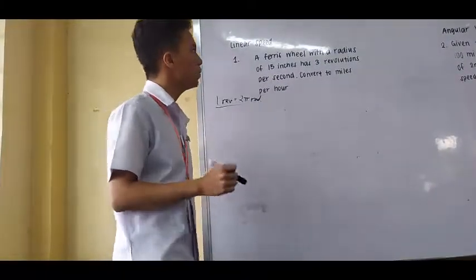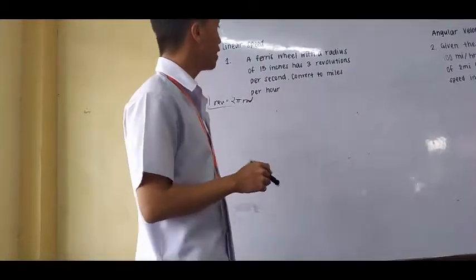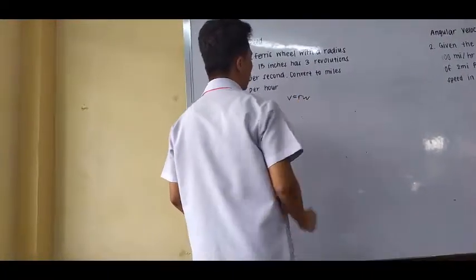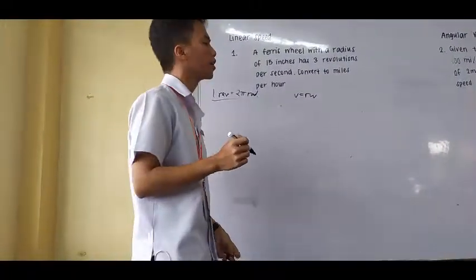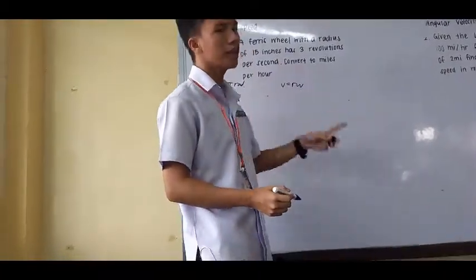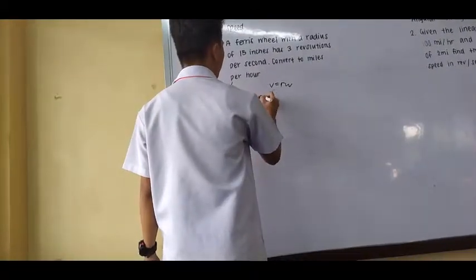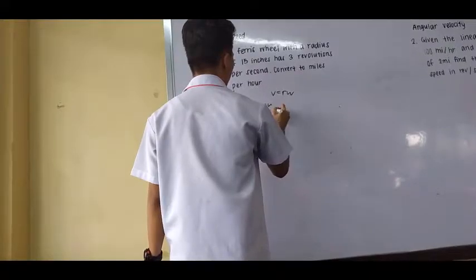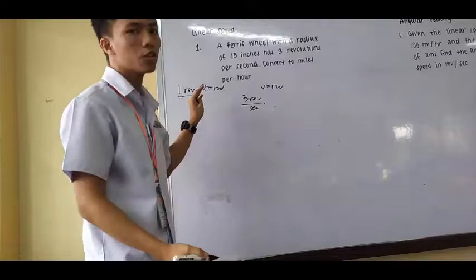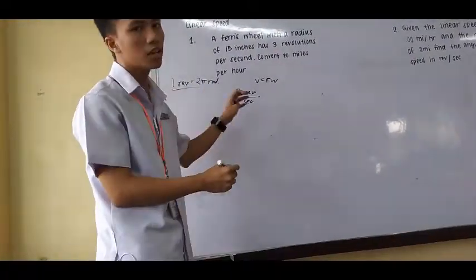Number 1, a wheel with a radius of 15 inches has 3 revolutions per second. Convert to miles per hour. Now, we are given the formula v is equal to r omega, which is the relationship between the linear and angular velocity. Before we use this formula, we should convert the angular velocity first into radians per second. So, 3 revolutions per second. Now, we have here the conversion for the revolution into radians. 1 revolution is equivalent to 2 pi radians. So, we're just going to multiply it so that we can cancel out the rev.